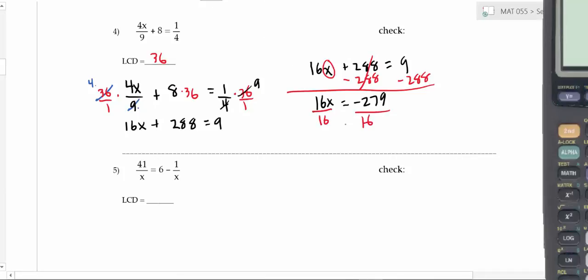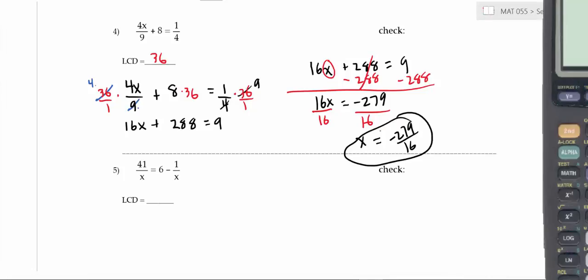I don't want decimals, because decimals are not exact. This is exact. That's what I want. Weird looking answer, but that's the answer. Okay? All right, everybody do okay with that? Okay? All right, the next one is you're just going to multiply by x. All right?